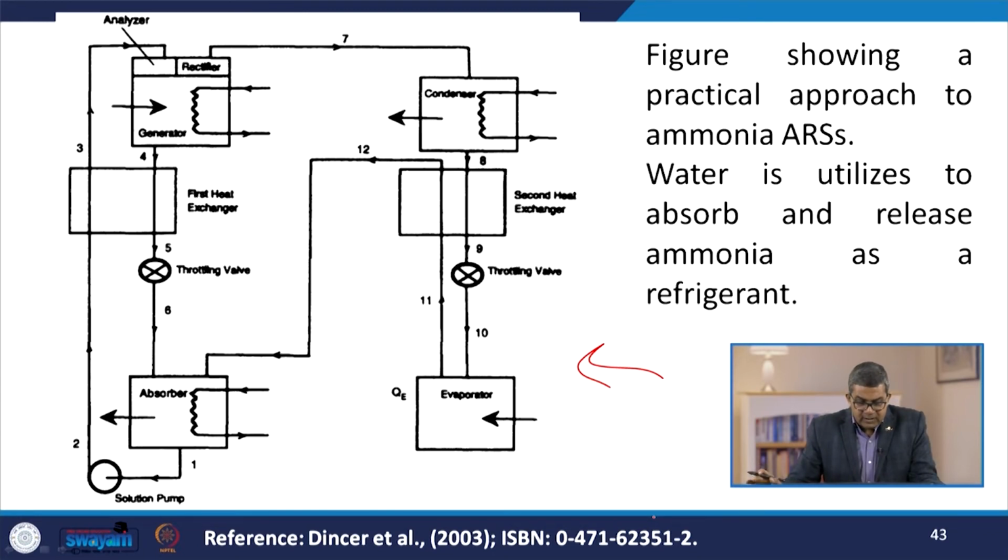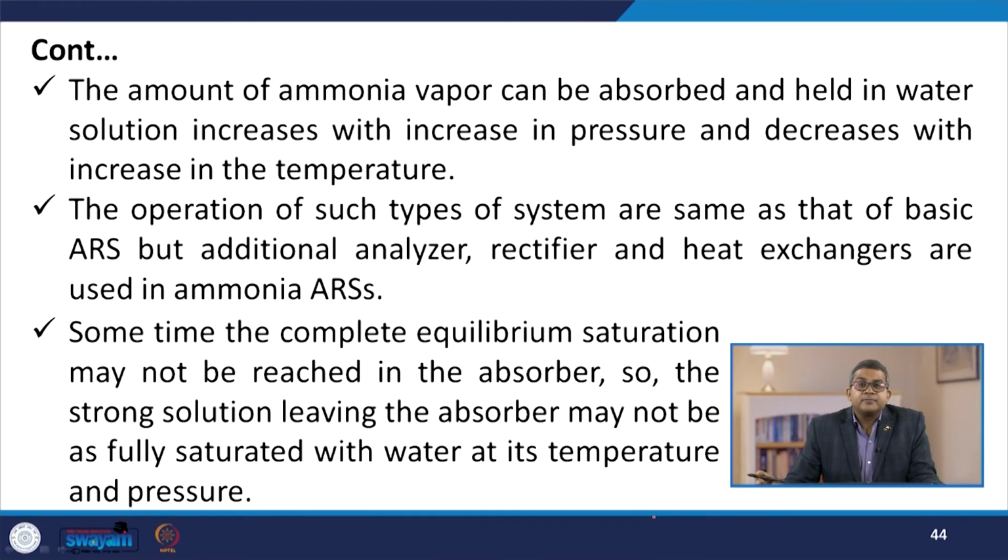Water is utilized to absorb and release the ammonia as a refrigerant. The amount of ammonia vapor that can be absorbed and held in water solution increases with the increase in the pressure and decreases with the increase in the temperature. The operation of such a system is the same as that of the basic ARS, but an additional analyzer, rectifier and heat exchanger are used in ammonia ARS. Sometimes complete equilibrium saturation may not be reached in the absorber, so the strong solution leaving the absorber may not be as fully saturated with water at its temperature and pressure.